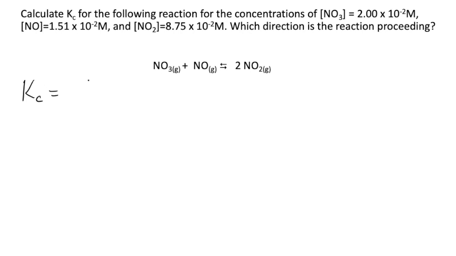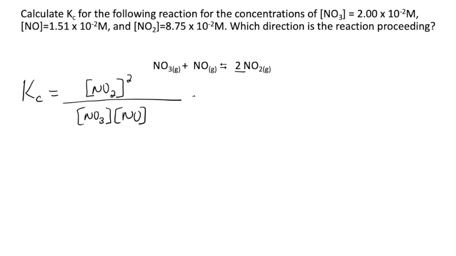So the equation for Kc will be the concentration of NO2 raised to the second power, and the second power is the coefficient. So anytime you have a coefficient, that will become the exponent. And the brackets mean concentration. And this will be over the concentrations of the reactants, which is NO3 times NO.